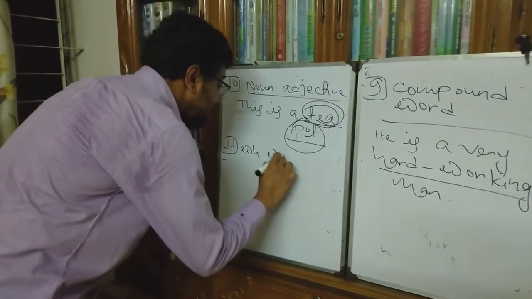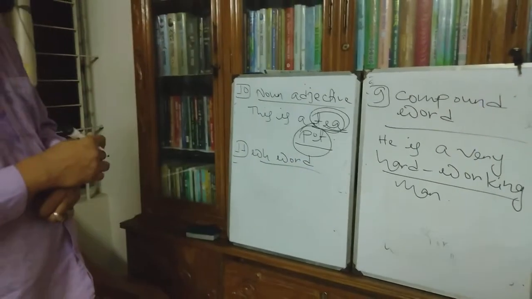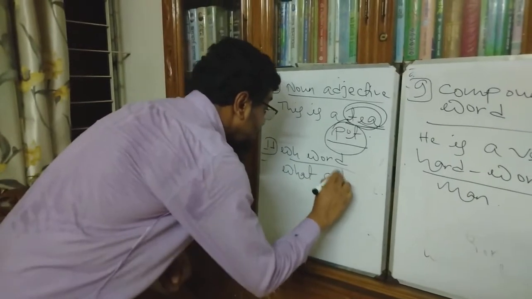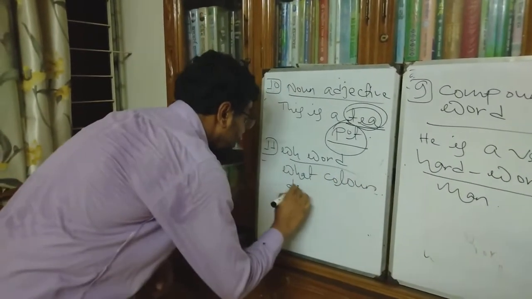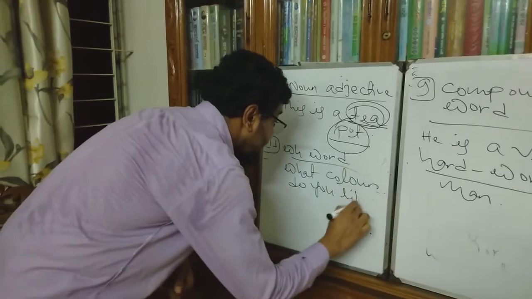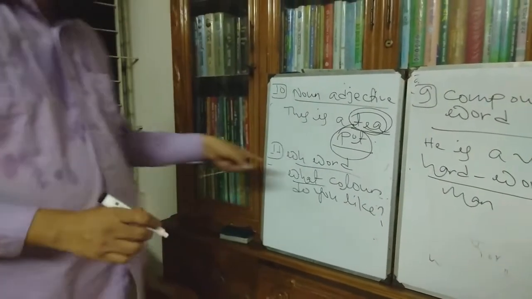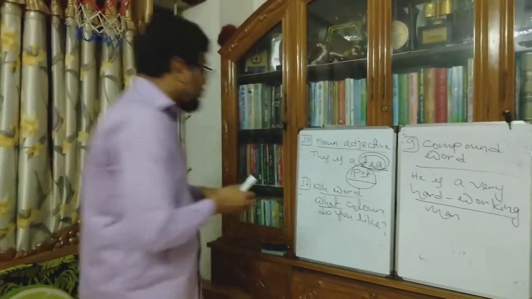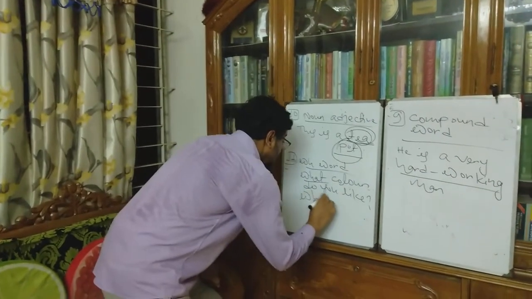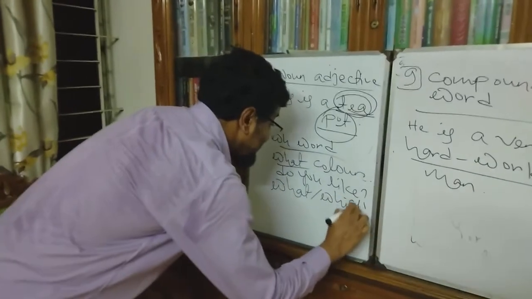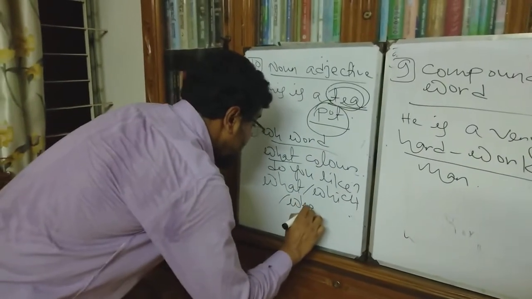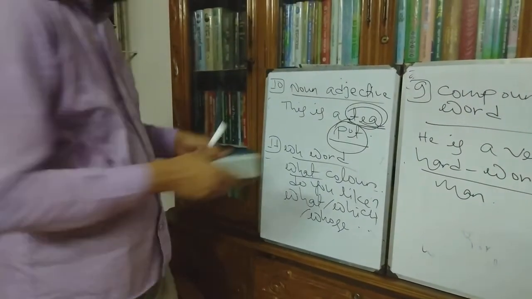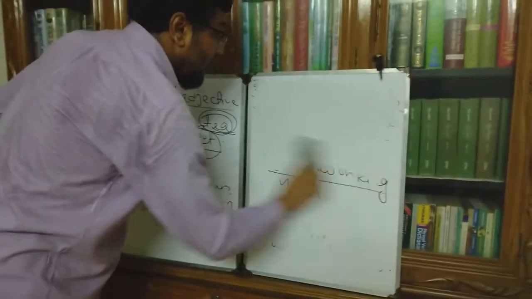Sometimes WH word can also be used as pre-modifier. Suppose, what color do you like? So what is a word which is giving information about the color? So what, which, or whose. These three WH words can be used as pre-modifier.